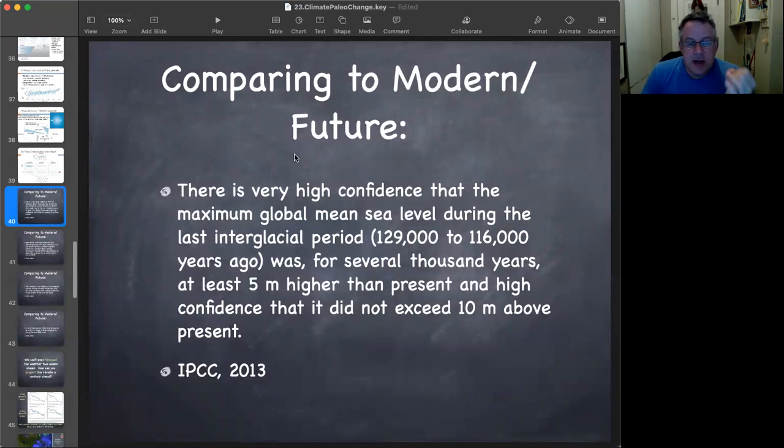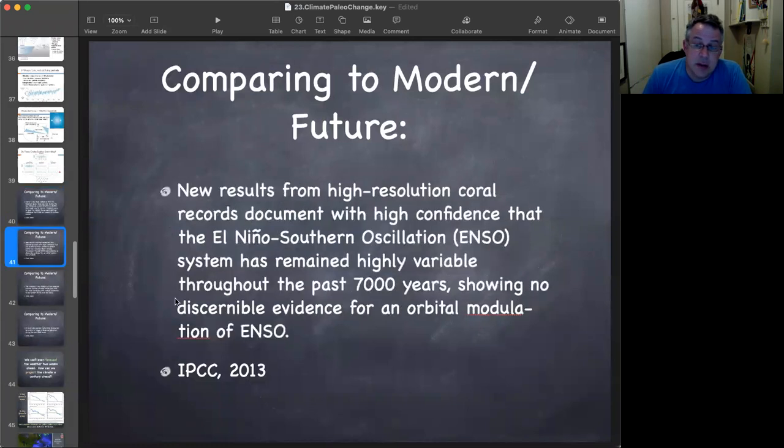All right. So now we have a paleo record, and we have past projections, and we have observations. So we can start making the kinds of connections between those things, like saying there's very high confidence in the maximum global mean sea level during the last interglacial period. We know that from the Delta-O-18 record when it was for several thousand years at least 5 meters higher than present, and high confidence that it did not exceed 10 meters above present. So 5 to 10 meters above present is about what you're going to get in a typical interglacial. That's a useful number for context for the kinds of multi-meter rises that we are projecting.